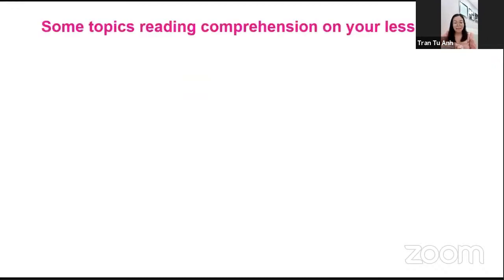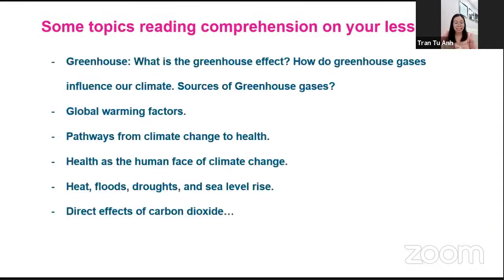And some topics for reading comprehension we can do in our lesson. Marina, go to slide 6. What is the greenhouse effect? How do greenhouse gases affect our climate? So the greenhouse gases. Do you know? Global warming factor.